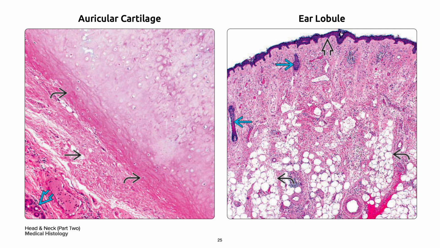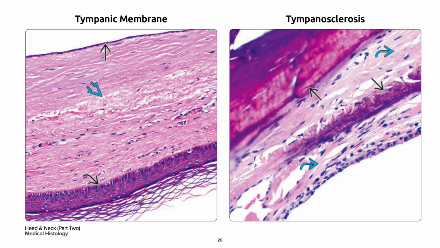On your right is the ear lobule, which is similar to the rest of the auricle. It is lined by squamous epithelium in a bold black arrow with adnexal structures in single blue arrow, and in contrast, there is no cartilage framework present here. But the stroma does contain abundant mature adipose tissue in black curved arrow.